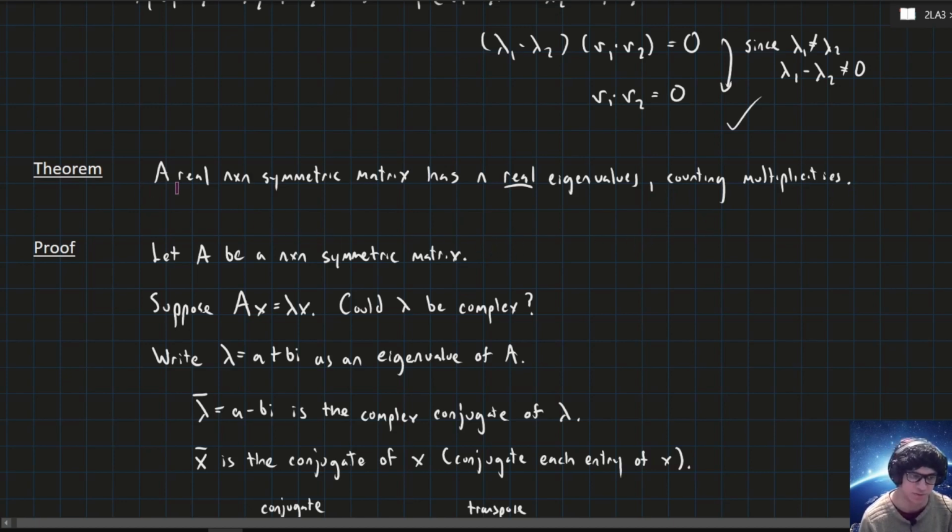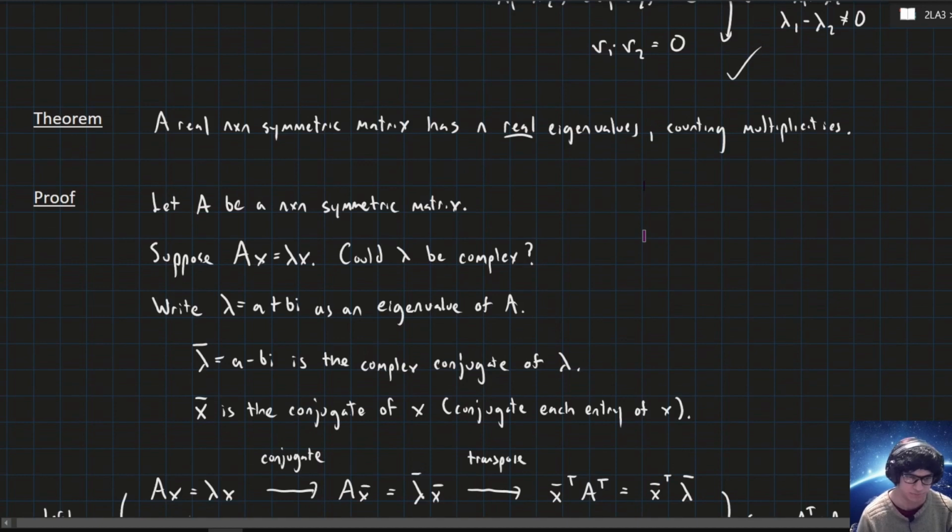Throughout this course, we've always been assuming real matrices, matrices with real entries in them. We're just emphasizing it here because we're comparing it to its real eigenvalues. This part is something we've always been assuming, but now we're just emphasizing it. So here's how we're going to prove it.